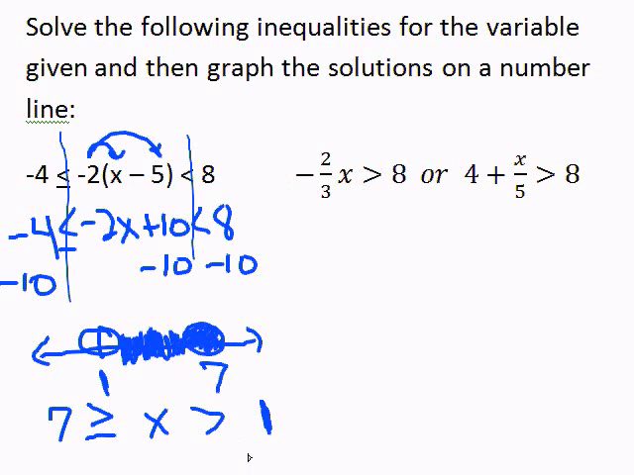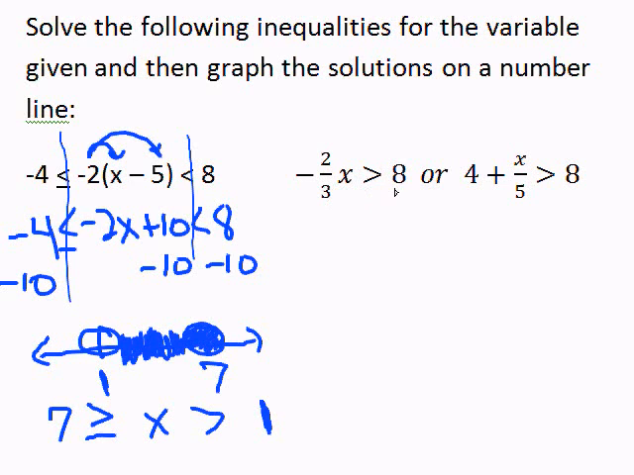You can always check to make sure you've shaded in the correct spot by choosing a number in between 1 and 7, such as 2. 7 is bigger than or equal to 2, which is bigger than 1. That lets us know we've probably shaded in the right direction. Let's take a look at the second one.